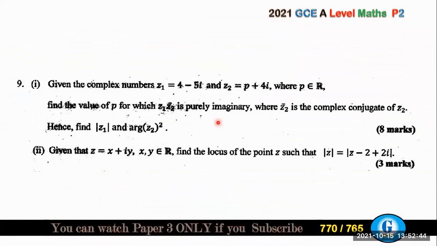Question 9. Given the complex numbers z1 equals 4 minus 5i and z2 equals p plus 4i, where p is an element of R, find the value of p for which z1 times z2 bar is purely imaginary, where z2 bar is the complex conjugate of z2. Hence, find the absolute value of z1 and the argument of z2 squared. The B part: given that z is equal to x plus iy, where x, y are elements of the set of real numbers, find the locus of the point z such that the modulus of z equals the modulus of z minus 2 plus 2i.